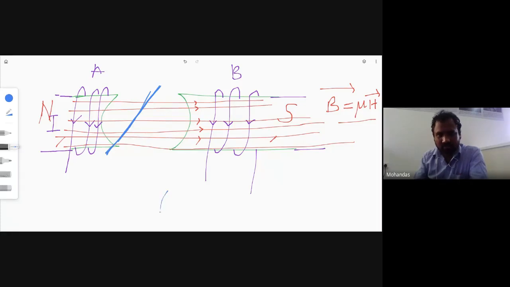Suppose you take an armature core like this, and slots will be made. On the slots, conductors will be there. So I am taking a single conductor in this case. You might have studied the operation of the DC machine. I am taking a single loop of conductor, one conductor.